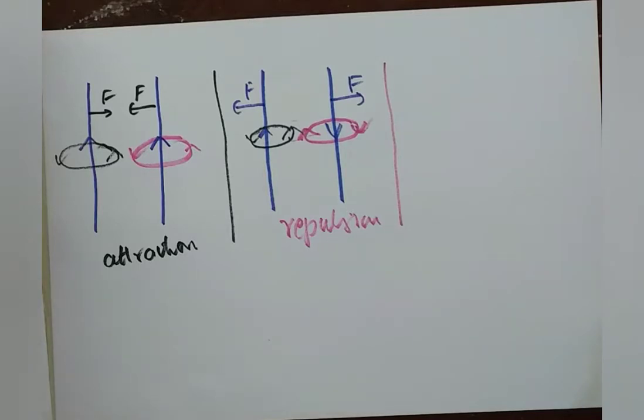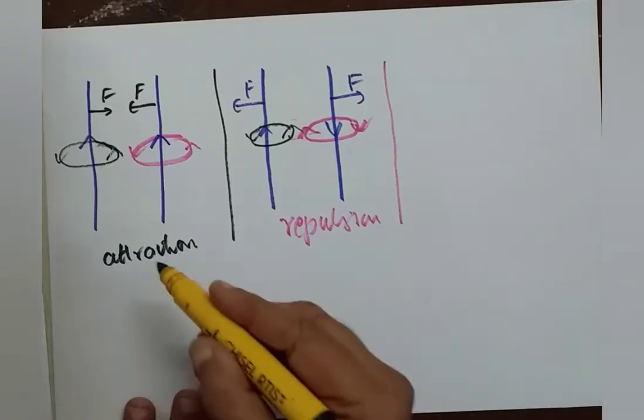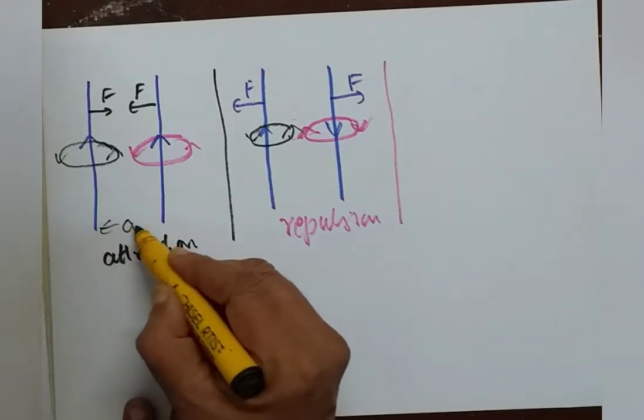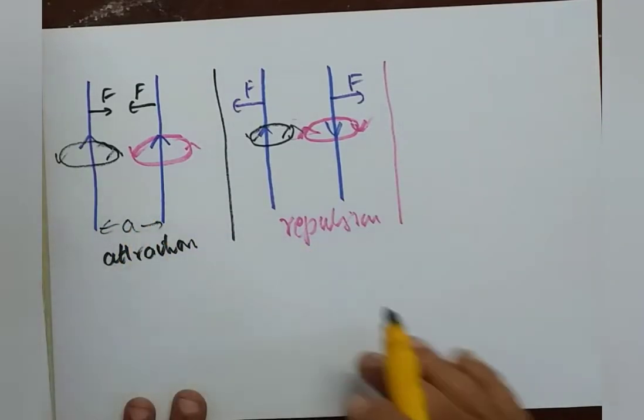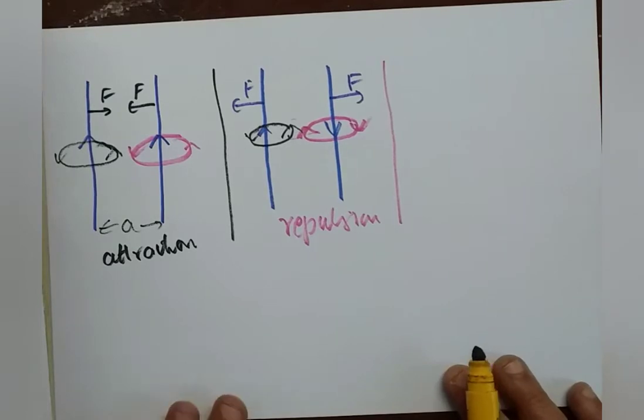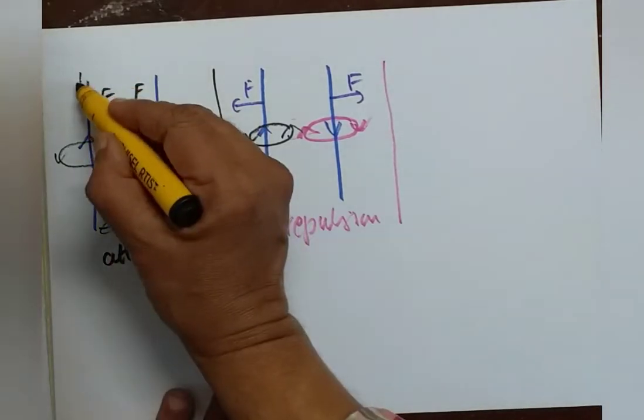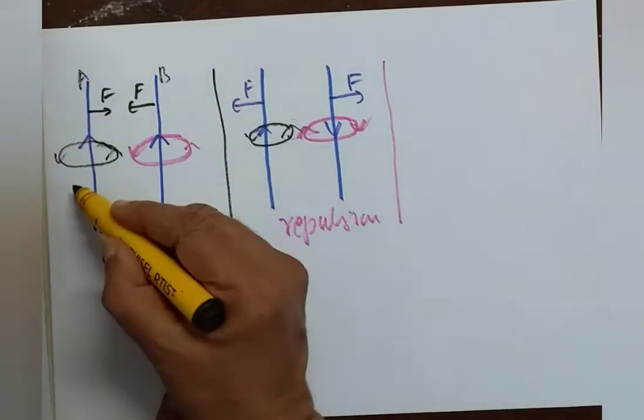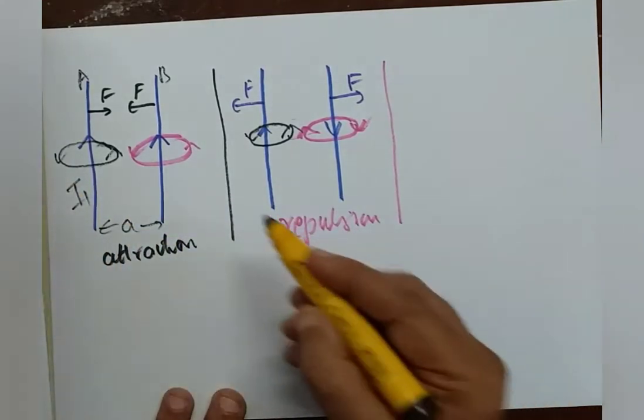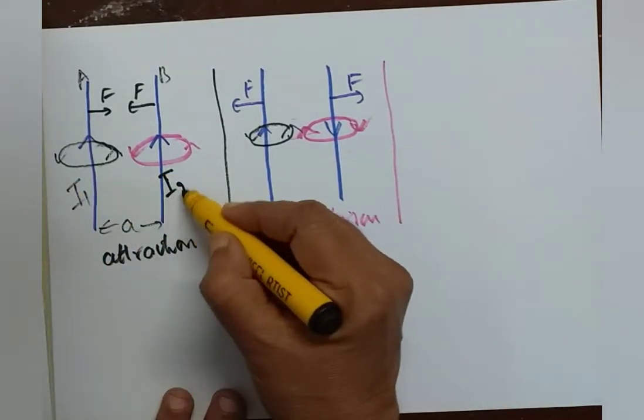Now we want to derive an expression for the force on each conductor. Whether we prove it for attraction or repulsion, both will remain the same. Now we start with the first case, attraction. Any one we can do. We take the distance between the two conductors as a, and call the conductors A and B. The current in the first conductor is I1, in the second conductor is I2.